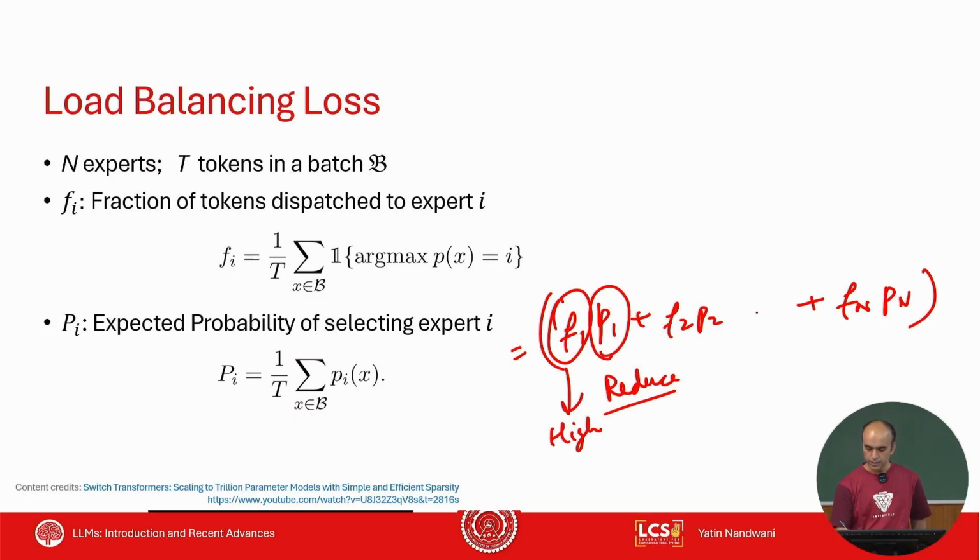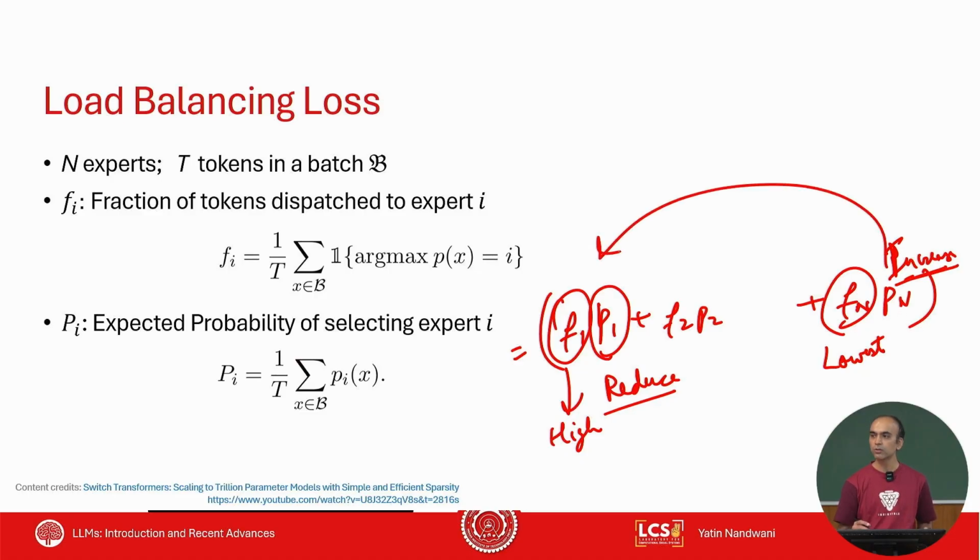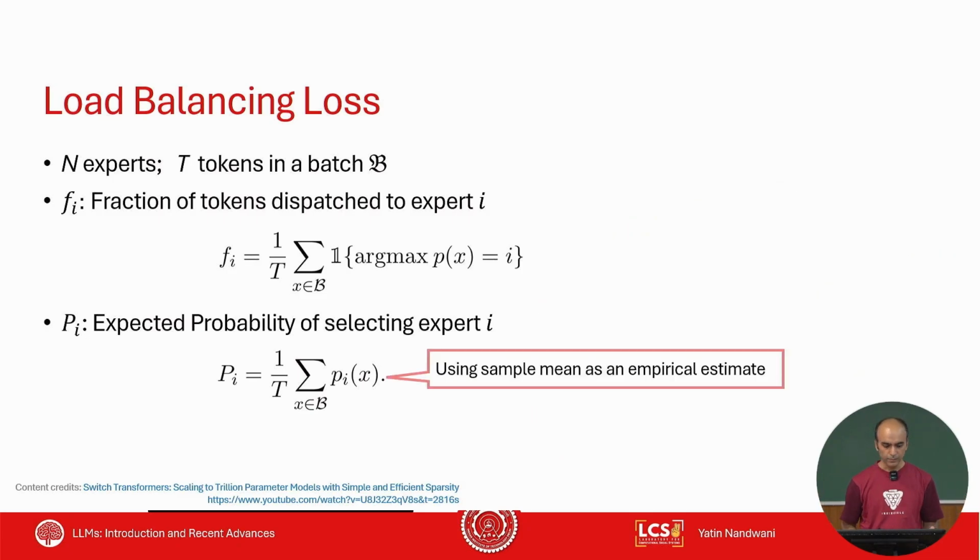So if this has the lowest one, we will increase the probability from here. We'll take the weight from here and give it to this. So the probability of those experts where we are allocating more is getting reduced, and the probability of those experts where we are allocating less is increasing. Intuitively this will try to balance the load, and equilibrium will come at 1 by n.